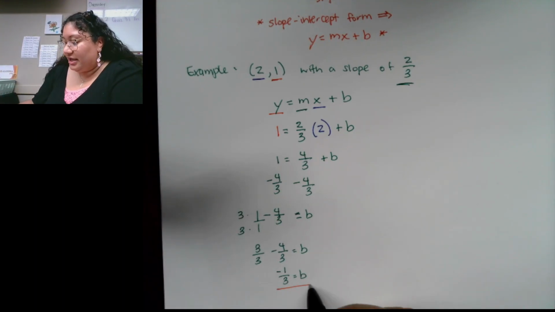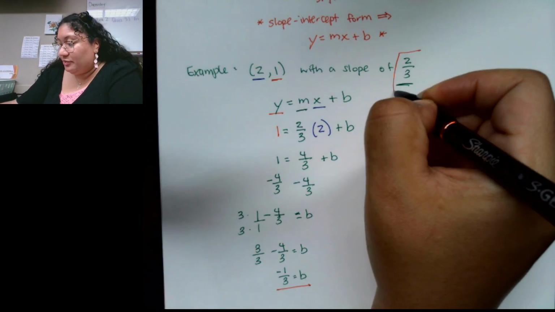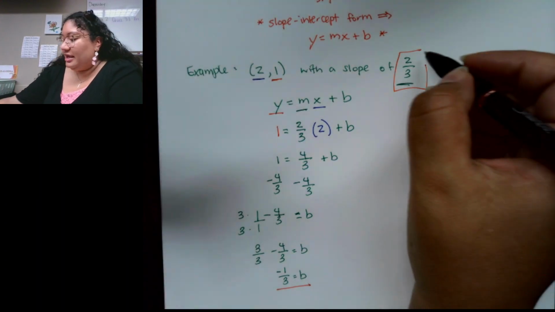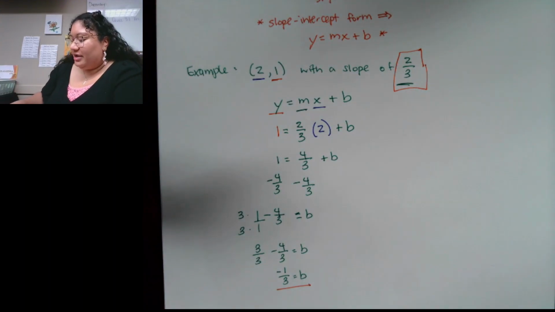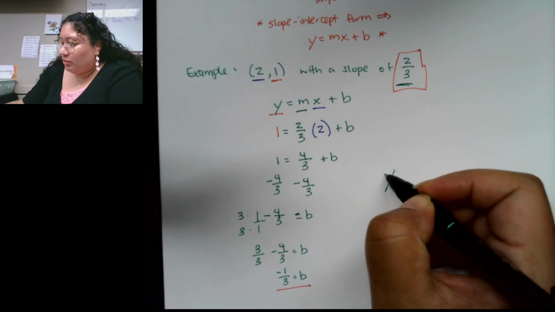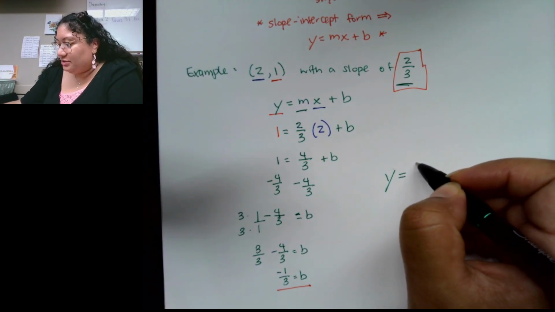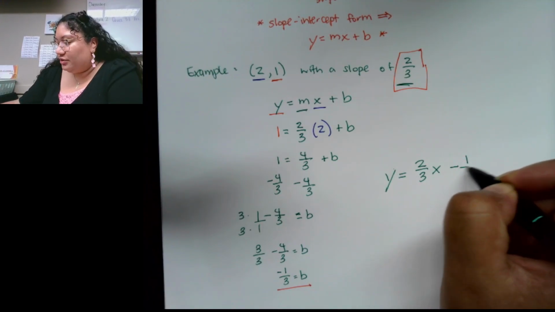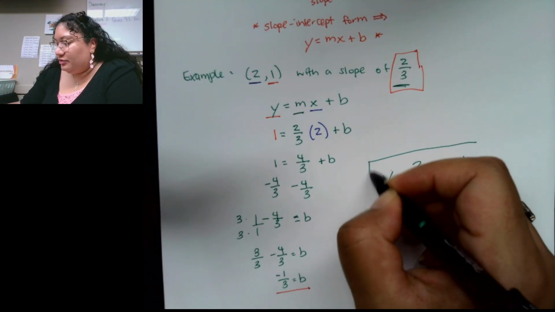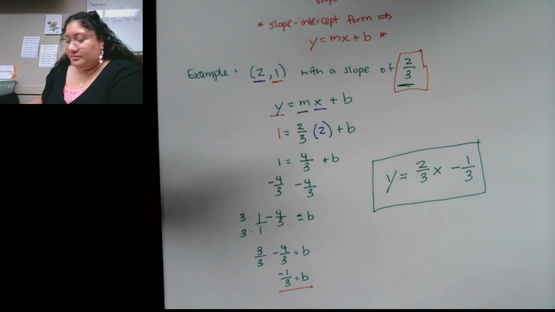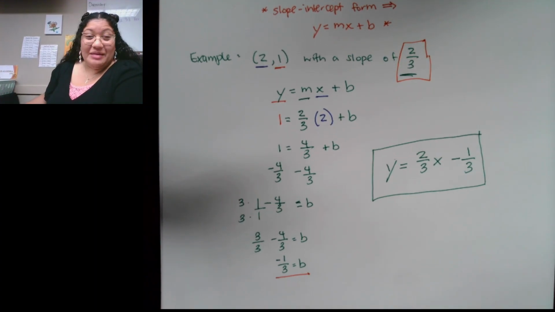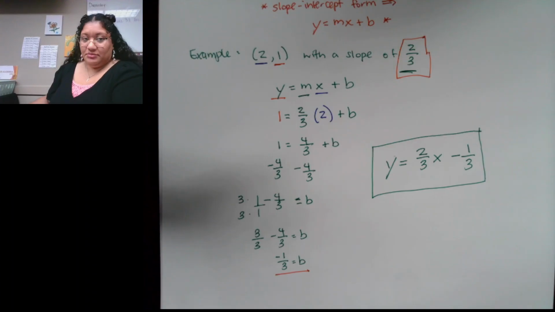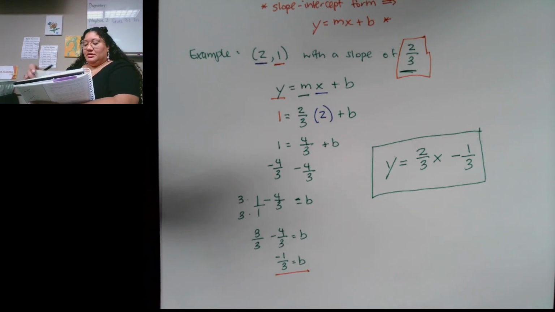Now I have everything I need. I have my y-intercept. I have my slope from the very beginning. So now, let me finish that box. I can write my equation, which is y equals my slope 2/3 x minus 1/3. And this would be the equation that I want. Does that make sense to everyone? I hope it does. As you do your homework columns, you'll get a hang of it.